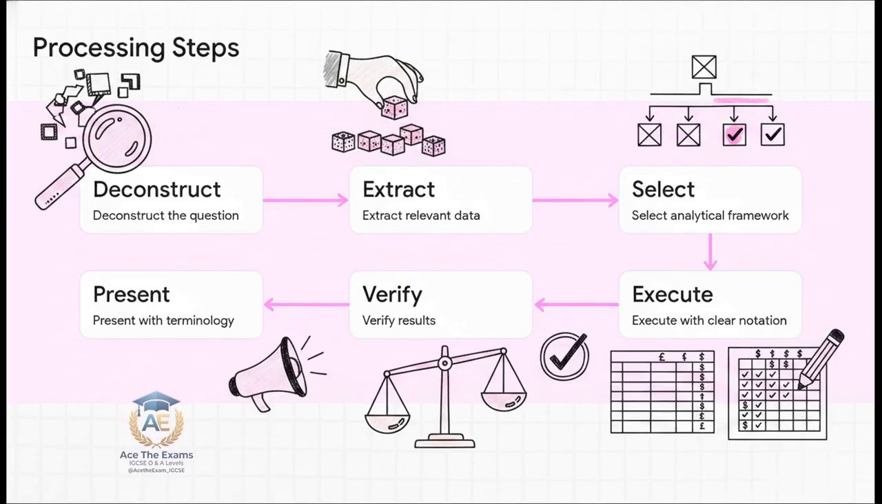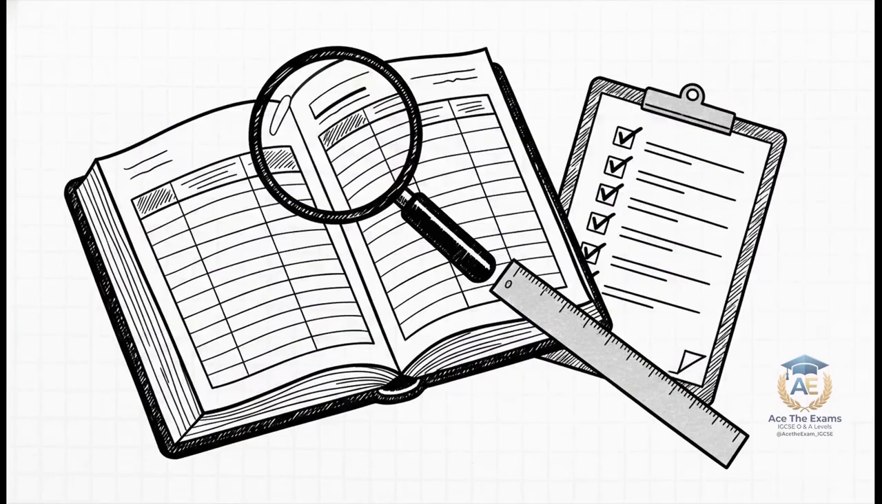You deconstruct the question first, extract only the data that impacts the suspense account, select your double-entry framework, execute with standard abbreviations to save time, verify the side's balance, and then present. This 6-step flow is your safety net when the exam clock is breathing down your neck. You cannot afford to lose easy points on presentation. Strict adherence to formatting and terminology is mandatory.